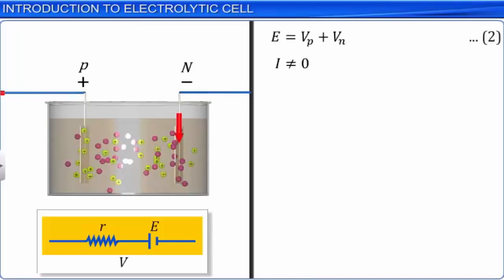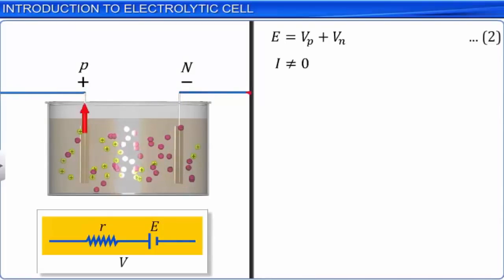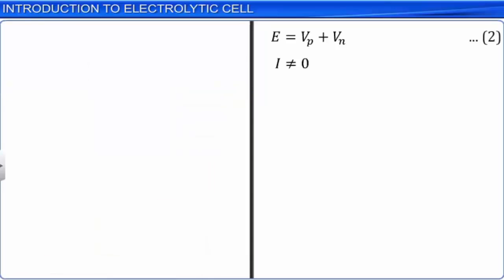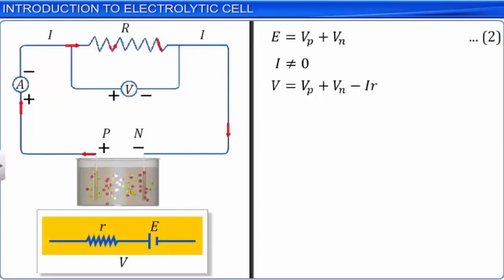In this case, the potential difference V between P and N is denoted by V is equal to Vp plus Vn minus I into r. Substituting from equation 2, we can write V is equal to E minus I into r. Let this be equation 4.